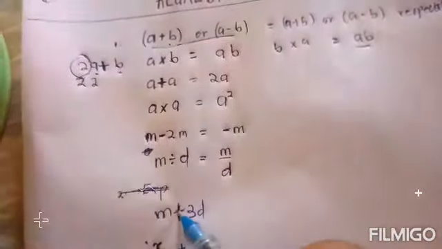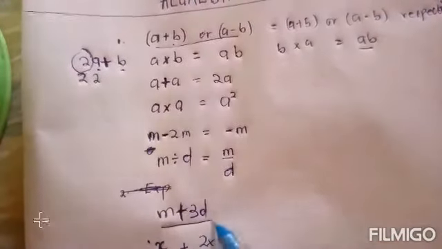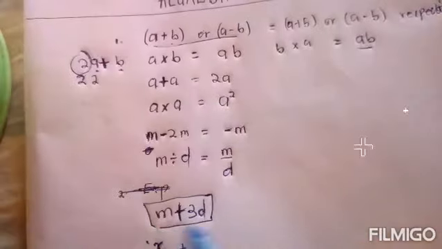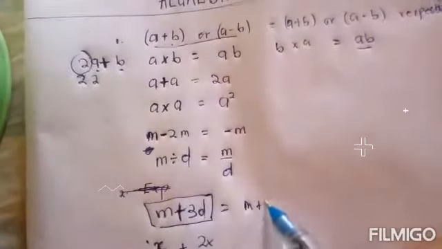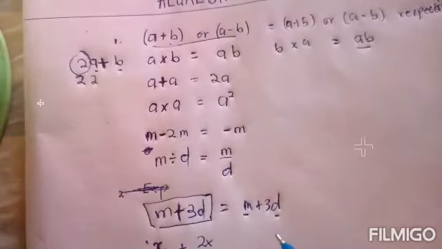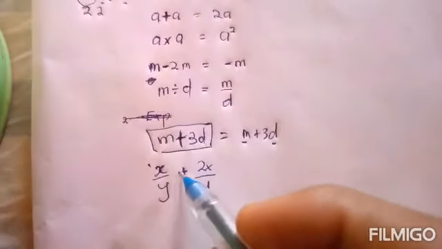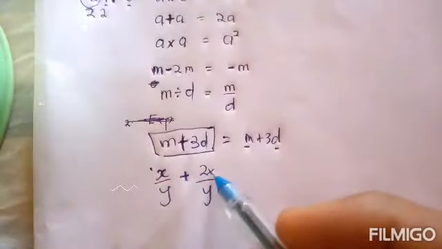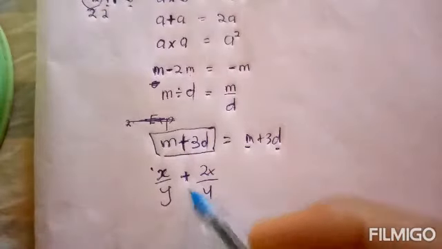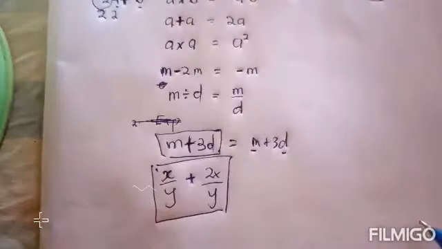Let's say they give you m plus 3d, this is just the simplest form. You can't express this in any other form again. It will still be m plus 3d. Why? Because m and d are not like terms. They are not the same things. Okay. What if they give you something like this: x over y plus 2x over y? Okay, let me leave this now, and that will be the next thing we are going to do.